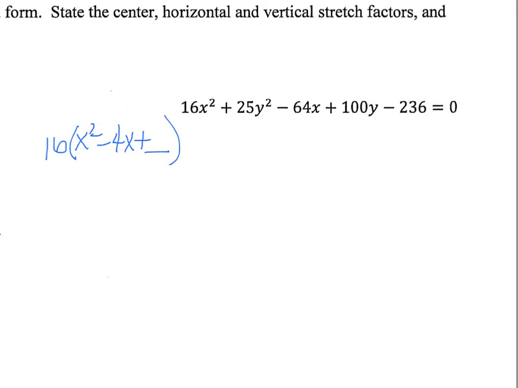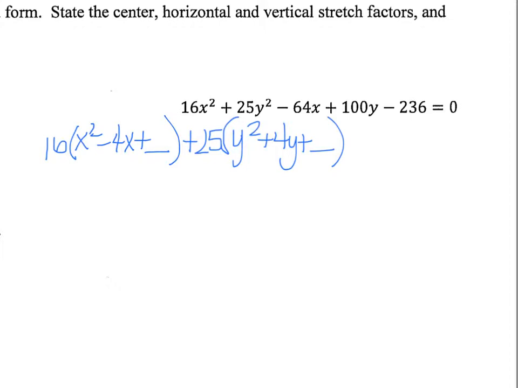I also, with the y's, will complete the square, form a perfect square trinomial. Remember, both of those terms, you have to factor 25. If I factor 25, I have plus 25 on the outside times y squared plus 4y plus a blank. Make a perfect square trinomial. And I have to move the 236 to the other side.